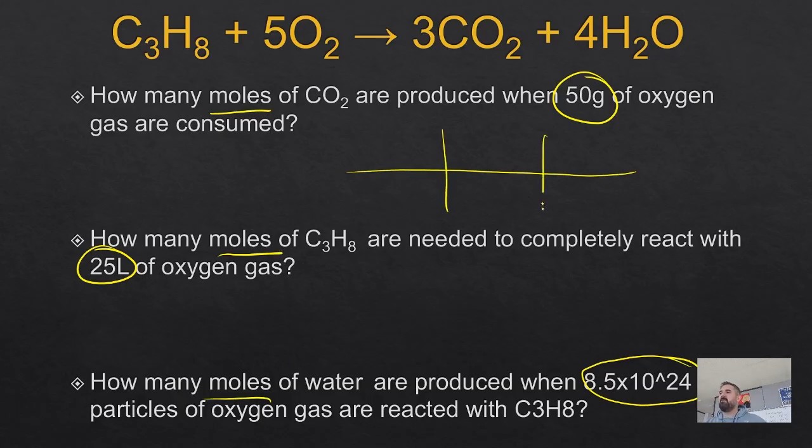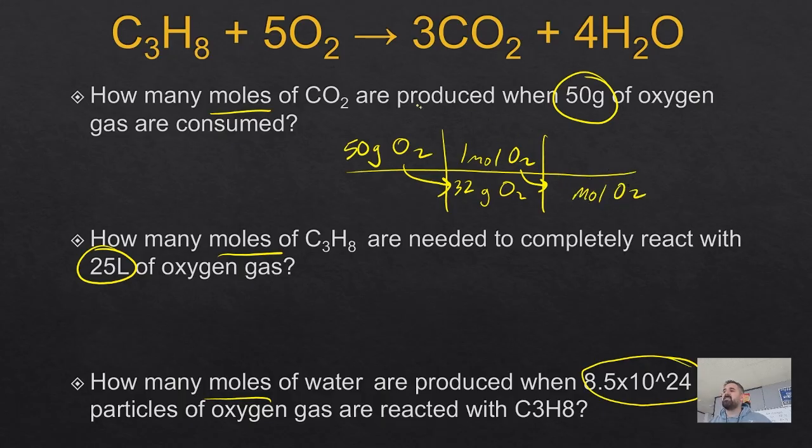So what's our given for the first one? 50 grams of O2. What goes down here? Now, anytime I write grams of O2 or grams of anything, I need to calculate the molar mass. What's the molar mass of O2? 32 grams of O2. And then how many moles is that? 1 mole of O2. What goes down here? Moles of O2.